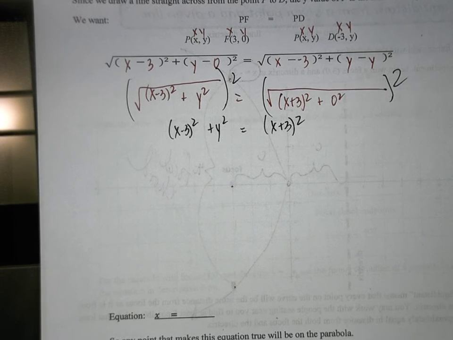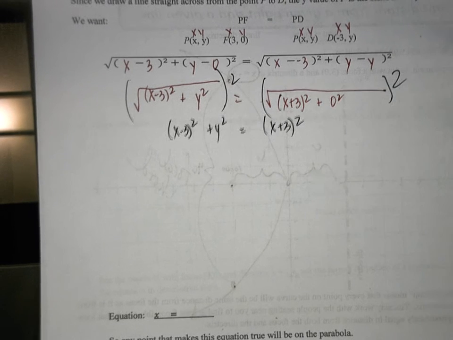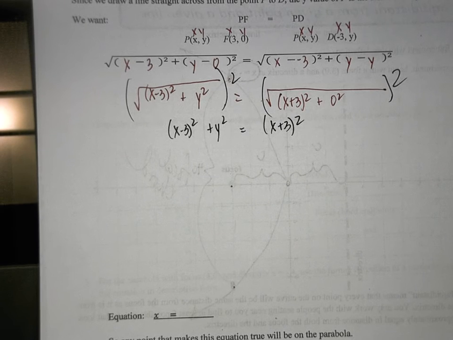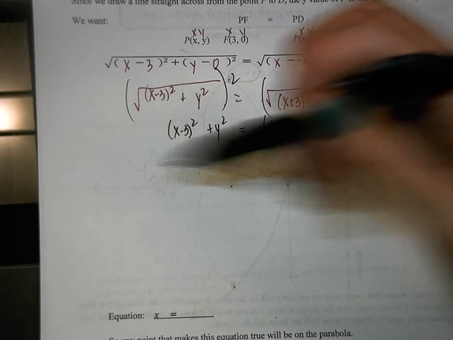Say that one more time. I can't hear. In order to get rid of a square root, when you square it, it's taking care of this, not the other ones. Okay. All right, so now we have to multiply these out.